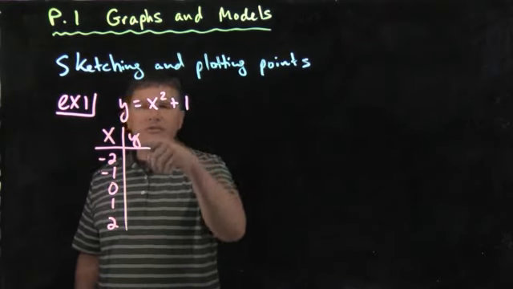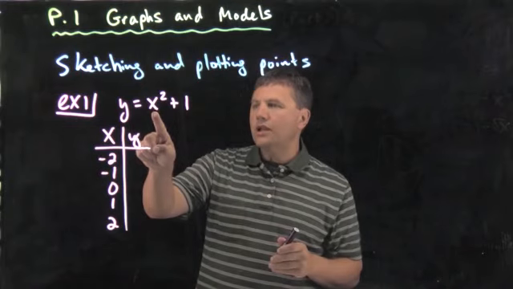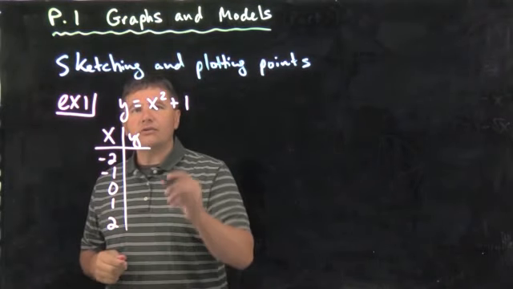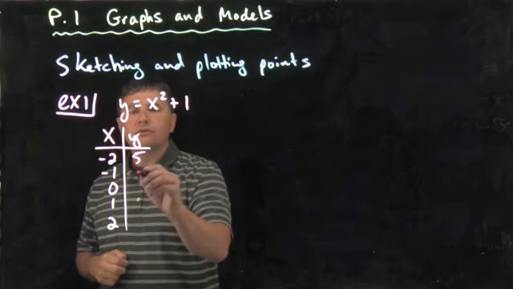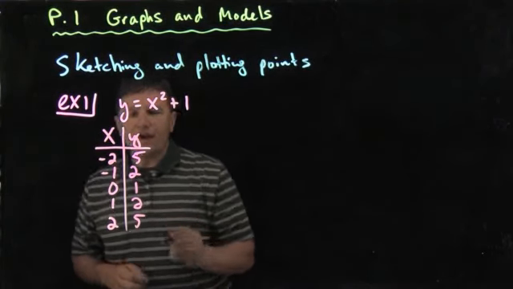So anyways, you guys should all know how this works. I'm going to take these values of x, plug them into this equation, and I'm going to get y values. So I get 5, 2, 1, 2, and 5.